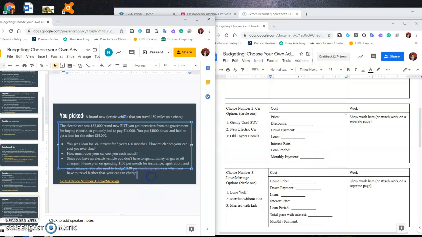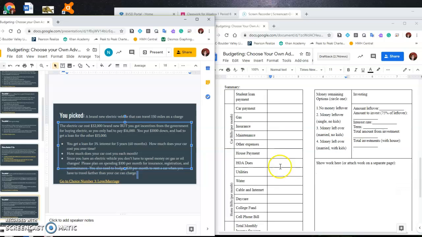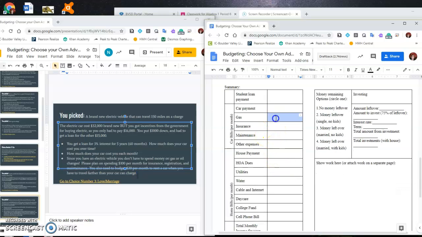Now there's some other information on this slide that we're going to put on this next slide. Gas doesn't cost you anything, so that's a 0. You also don't have to figure out any information there, but you have $100 for insurance, registration, and maintenance, so you can kind of split that up as 50 and 50 or 100 and 0. And we also need to budget $20 a month to rent a car if you have to travel farther than you can with your electric vehicle.